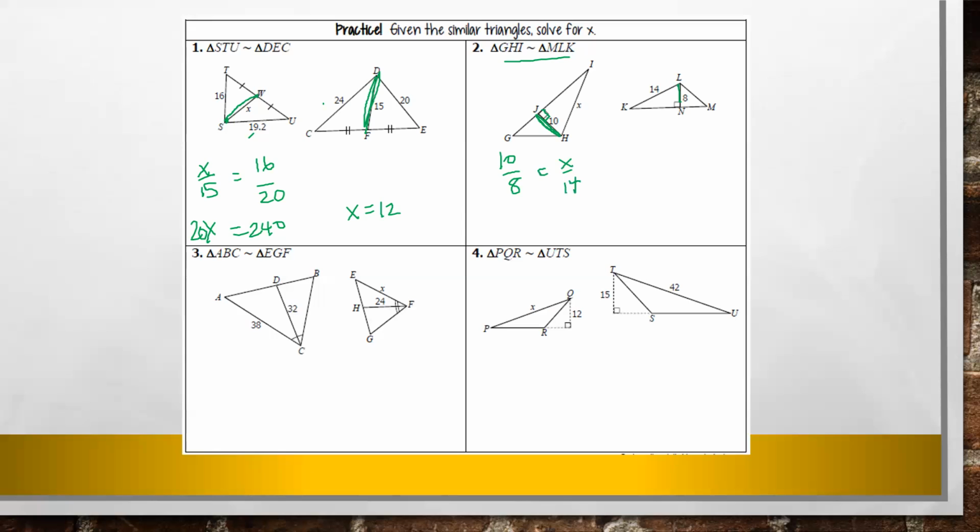And if you're ever not sure, look at the letters, right? So x is on IH, here's IH, so that's going to have to be proportional to LK, and LK is 14. Cross multiply, divide by 8, 17.5.